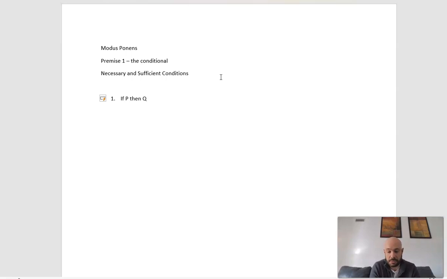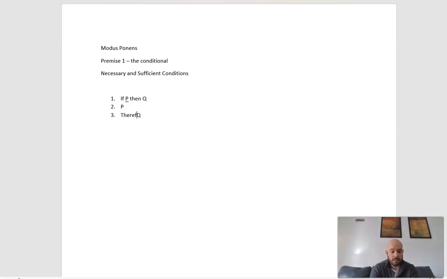The second premise of a modus ponens is P. And what you do at that point is notice that there's a P here in the first line and a P on the second line. And that's important to do. Don't bring the Q down here. Only bring the P. The conclusion of a modus ponens is the Q. So modus ponens reads, if P then Q, P therefore Q.